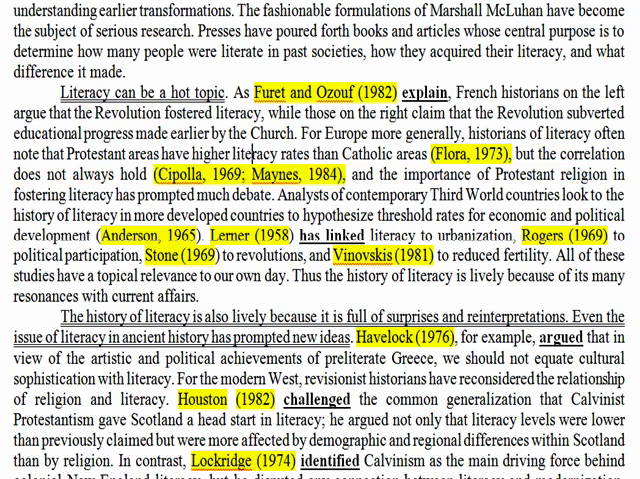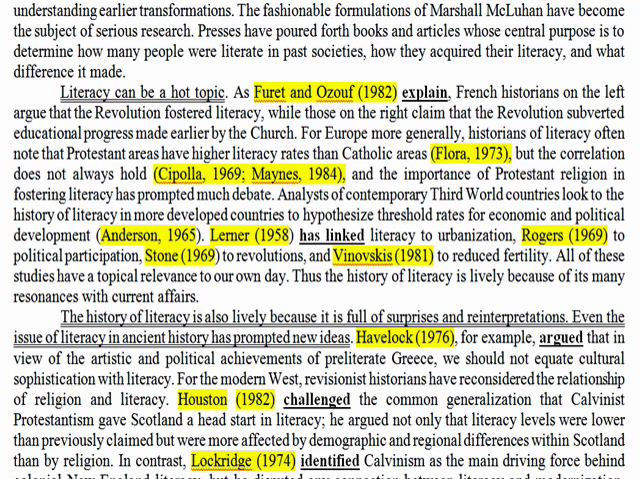The second way to add the source is to make it part of the sentence's meaning. Let's look at this sentence. As Frey and Ozoff explain, French historians on the left argue that, see, the source is part of the actual sentence. Look at this sentence. Lerner has linked literacy to urbanization. Or this sentence. Havlicek, for example, argued that in view of the artistic and political achievements, in a way, your sources are like characters in your paper. They are real people with different points of view and things to say.